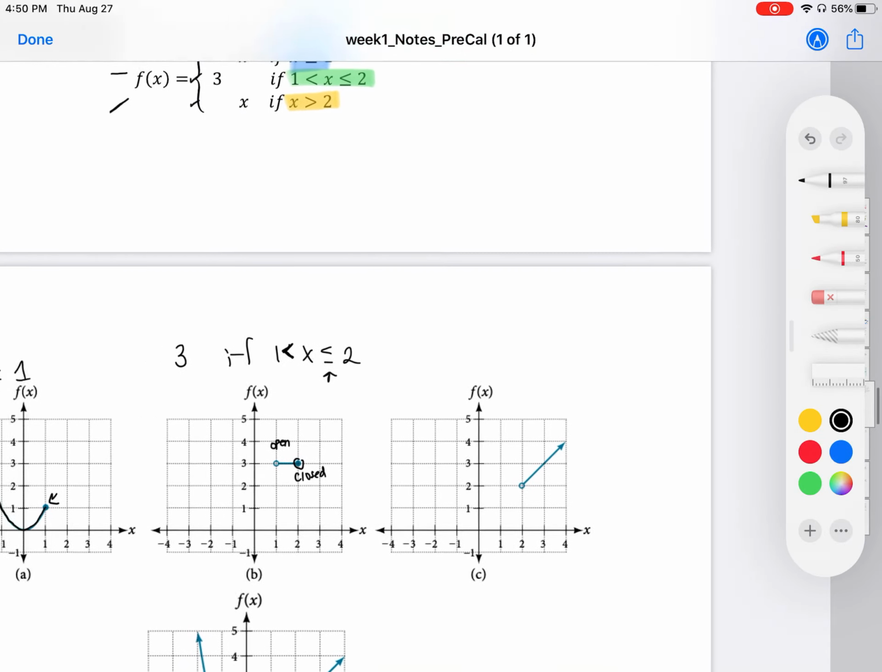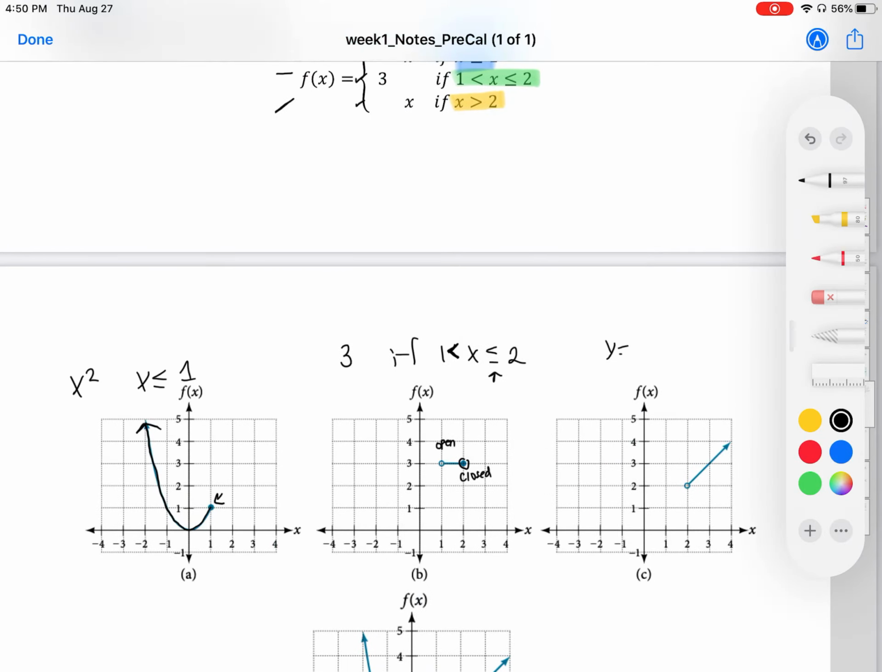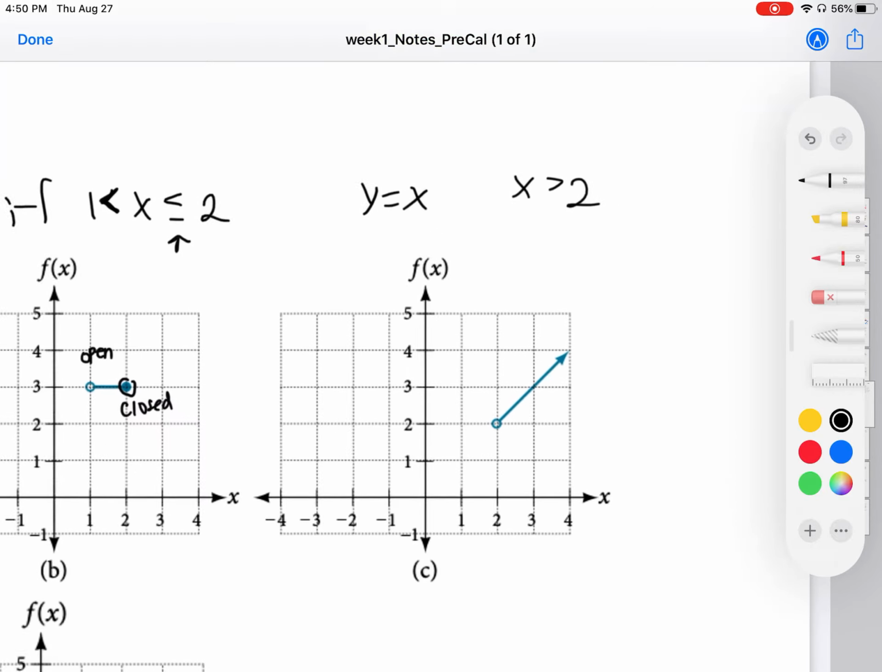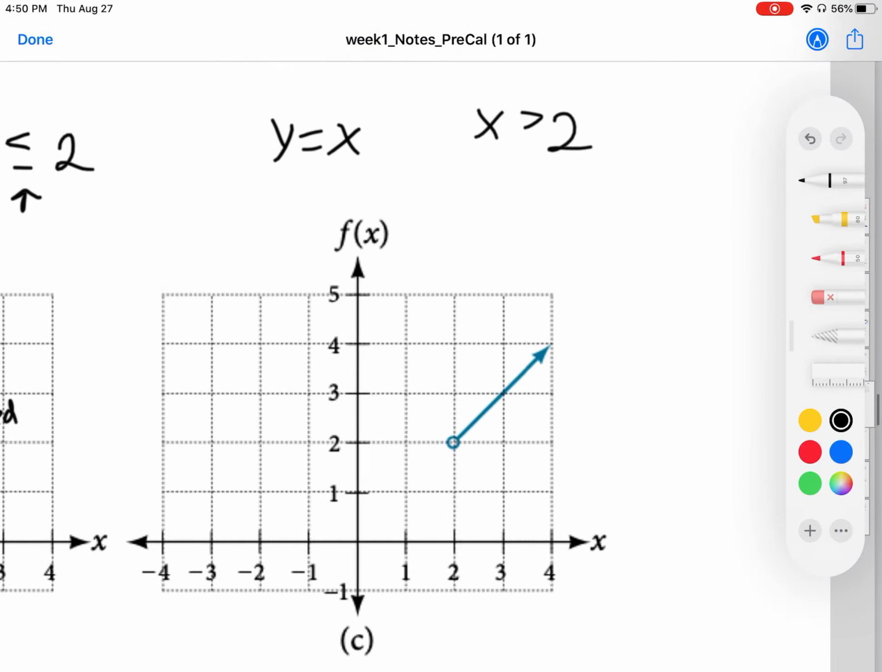Lastly, we have y equals x, or just x, and x has to be greater than 2. So we have our graph of x, but we only want it starting from 2 and on. But notice it has an open circle because there's no equal to. You see how there's no equal to on it? So we use an open circle, and we want x greater than 2. It doesn't tell us where it stops, so we write an arrow.